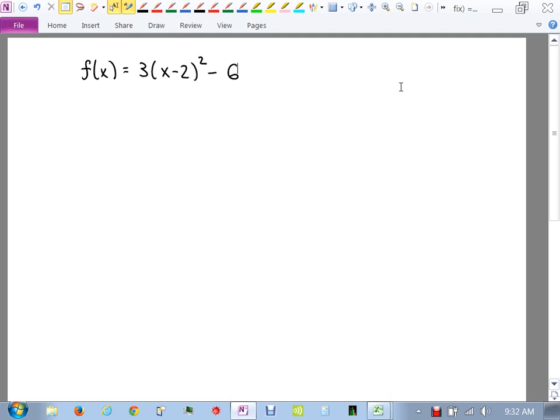Was that four? Okay. So what is the first step? Okay, so the first step, we're going to determine if it opens up or down. Here it opens up, right? Why does it open up? A is 3. 3 is a positive number. So what I'm looking at there is the 3 in front, right? Okay, so I know that this parabola opens up. So it should look something like this.